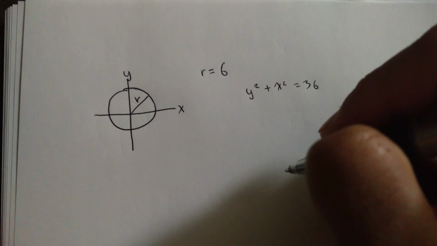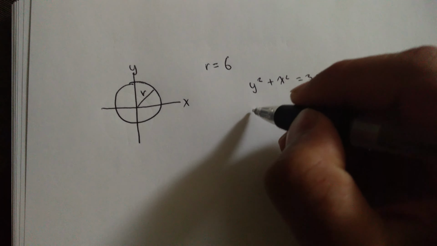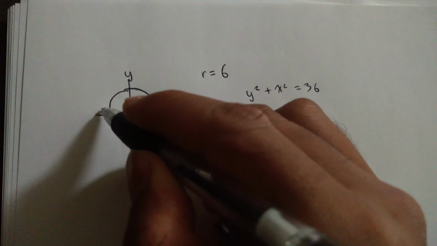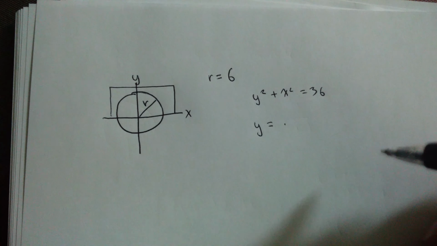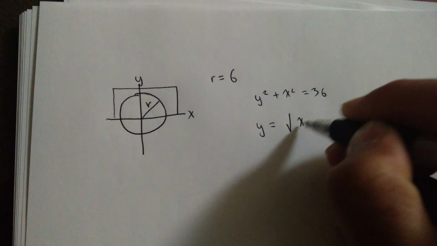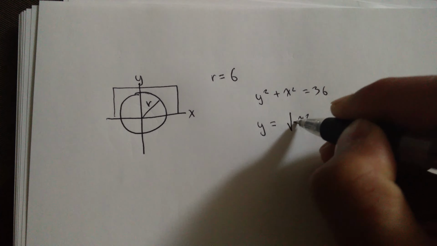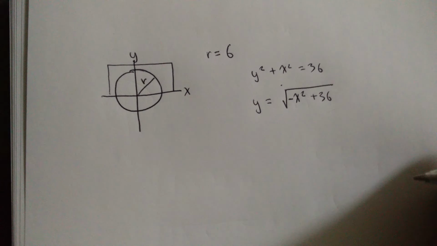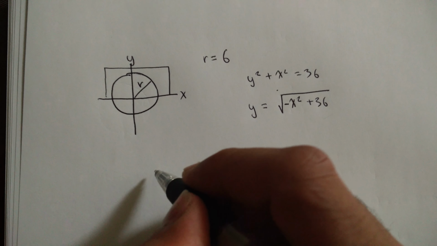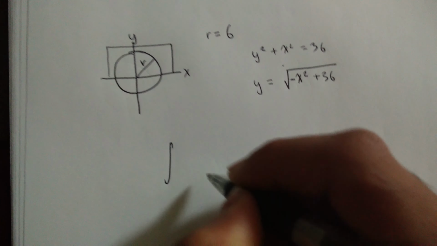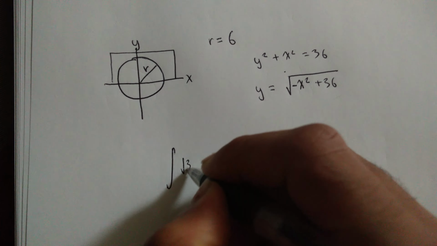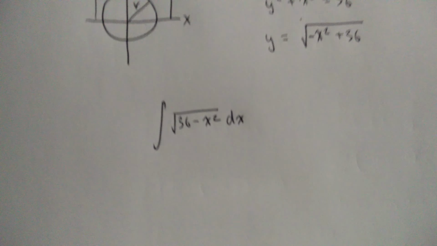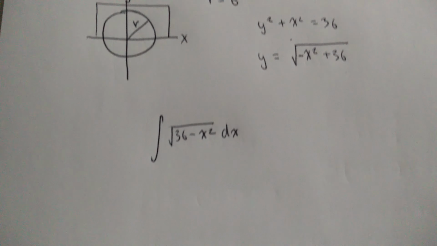Trying to integrate this, let's solve for y to make it easier. y is equal to, we're not going to take plus and minus, we're only integrating for the top portion of the circle, not the bottom. So we would say the square root of negative x squared plus 36. Now that you're trying to find the integral, you would have to integrate that. Let me write it in a better way: integral of the square root of 36 minus x squared dx. Now that's a very hard integral to do, so I'll walk you through step by step.